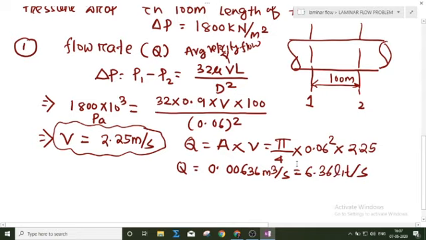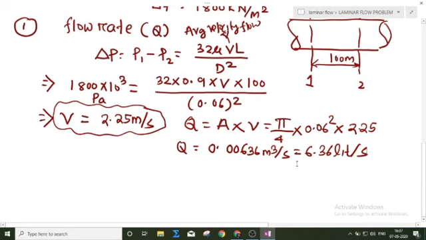Okay, now we have to check whether it is a laminar flow or not. How can we ensure whether it is a laminar flow or turbulent flow? By finding out the Reynolds number.